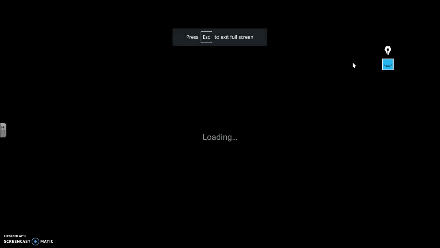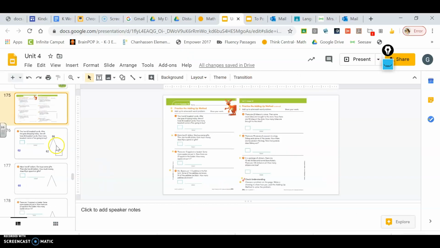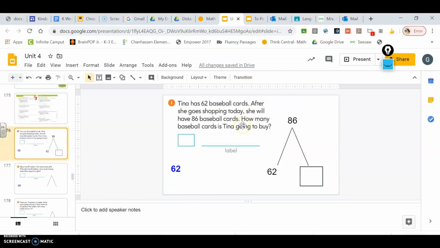Here is page 245 here. I'm going to have it on small screen so I can write. Go ahead and write within it. So, number 1 says, Tina has 62 baseball cards. After she goes shopping today, she will have 86 baseball cards. How many cards is Tina going to buy?